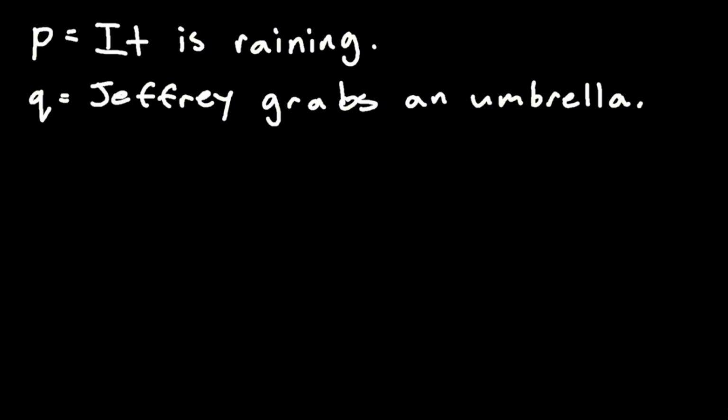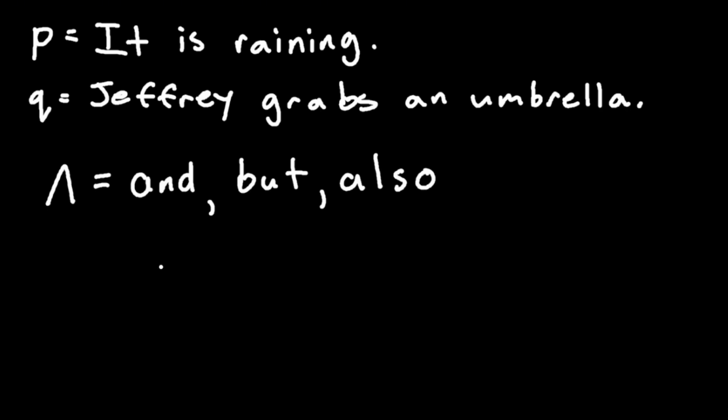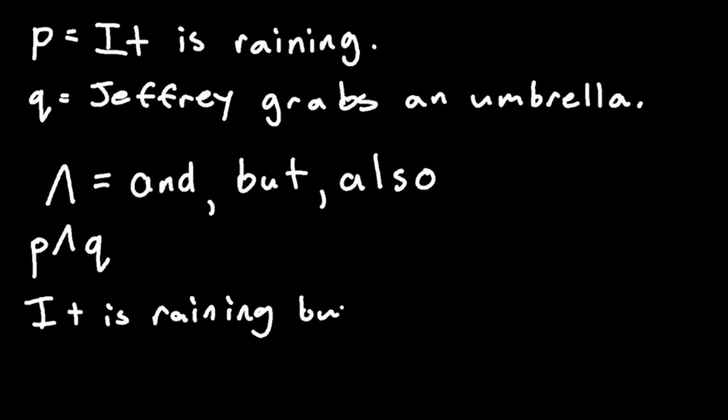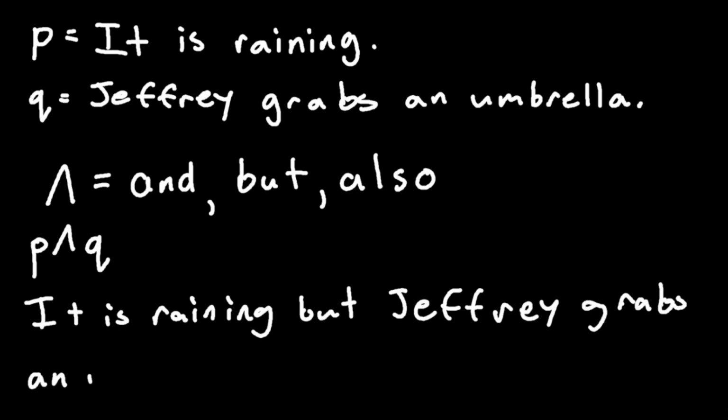So a couple of the ways that you can see the AND logical operator is with AND, as the name of the operator is. You can also see it as but, and you can also see it as also, right? These are all ways that you can interpret the AND logical operator. So you can write down, if we wrote down P and Q again, it is raining, but Jeffrey grabs an umbrella.